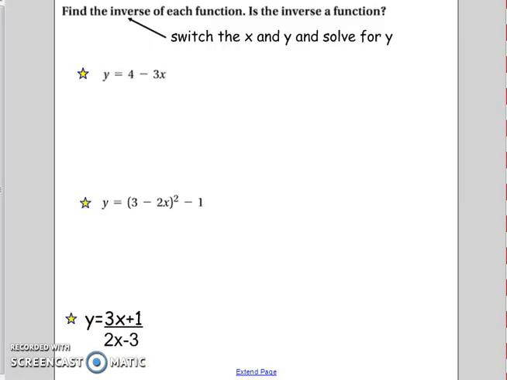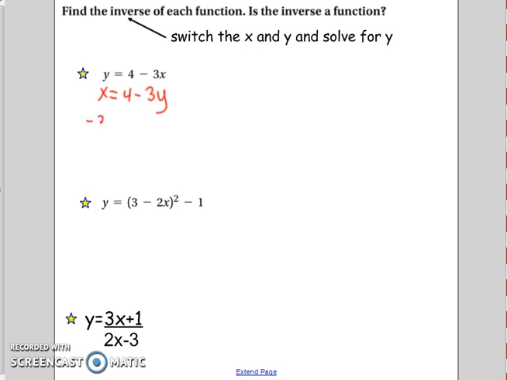To find the inverse of a function, we want to switch the x and y values and then solve for y. And then we want to see if the inverse is also a function. So this original problem, we have a linear. So the linear is a function. If I switch the x's and the y's, I have x equals 4 minus 3y. So now what I'm doing is I'm solving for y. So I'm going to bring my 4 to the other side. So I'm going to subtract 4.